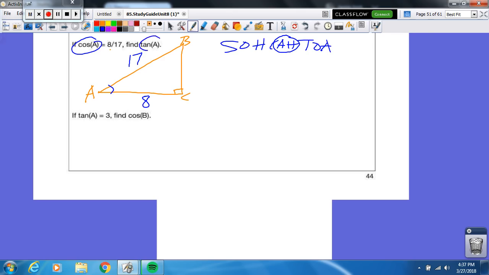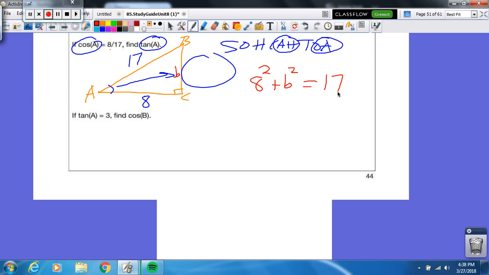Okay, so what are we doing now? We got to find the tangent of A. Tangent is the opposite over adjacent. So, we need the opposite side. We need this side. How are we going to get it? Pythagorean theorem. Let's set it up. Leg squared plus leg squared equals hypotenuse squared.